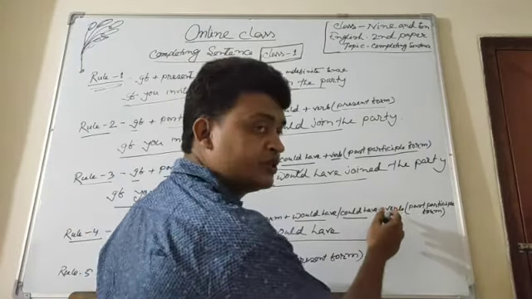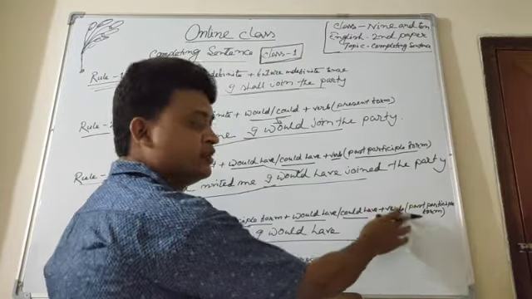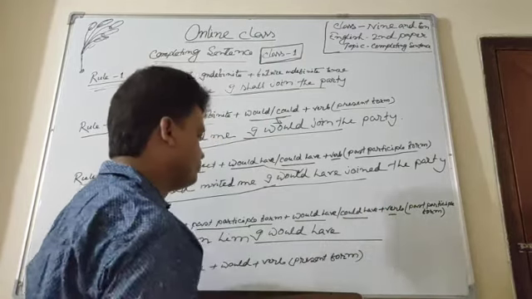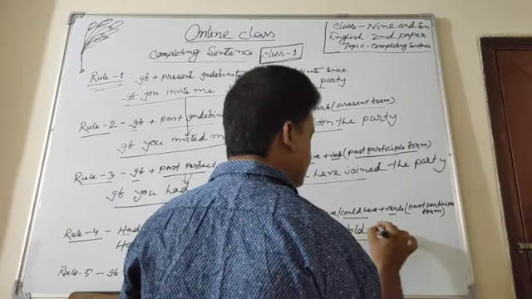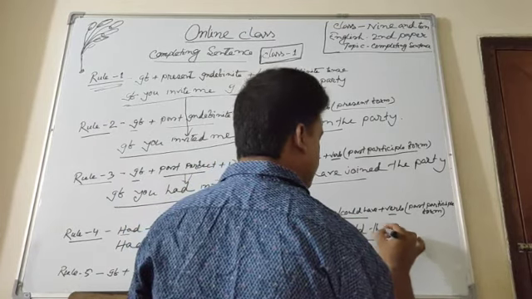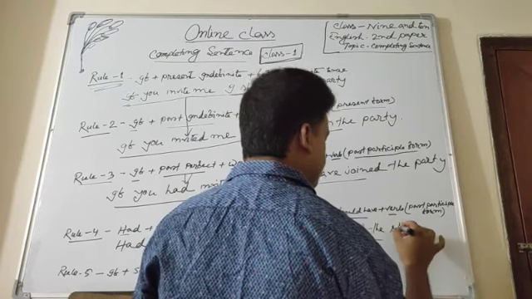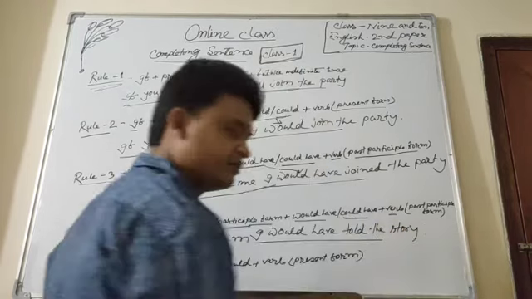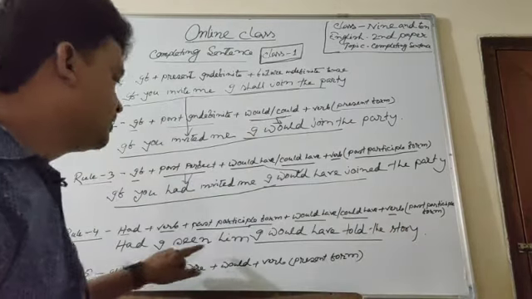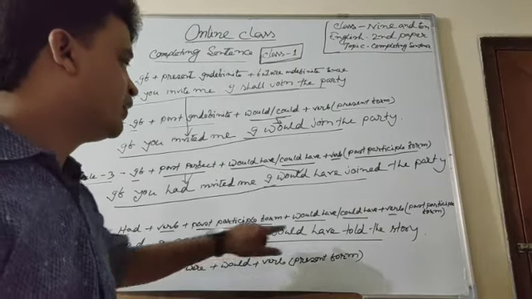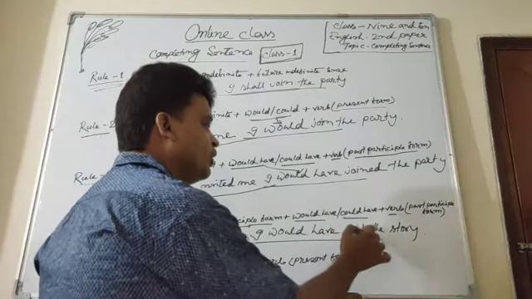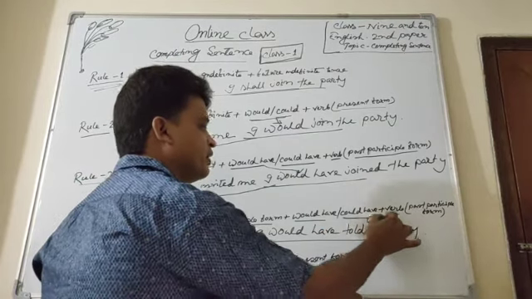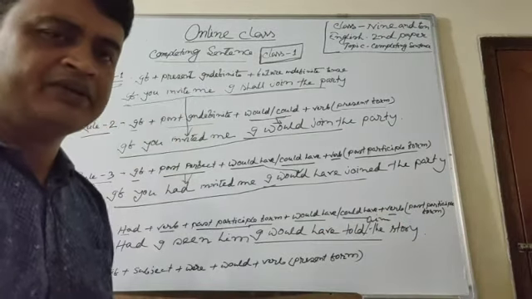And then use the past participle of the verb. I would have told the story. Had I seen him, I would have told the story. Or you can write, I would have told him the story. Okay, no problem.